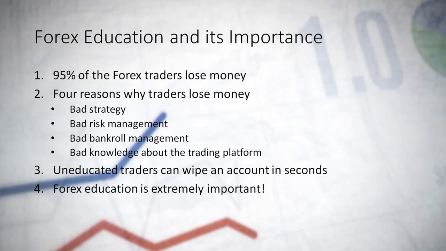The first is they have a very bad strategy. The second is they have a very bad risk management system. The third is they have very bad bankroll management conditions or rules or skills. And the fourth one is they have bad knowledge about their trading platform and they don't know how to use it. The thing is that uneducated Forex traders can simply wipe out an account in seconds.